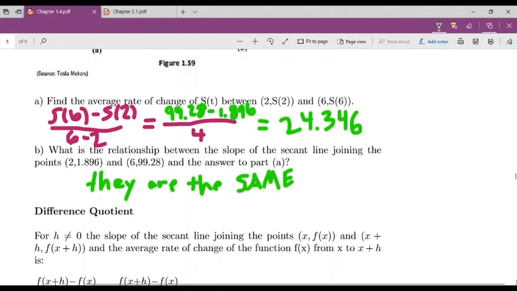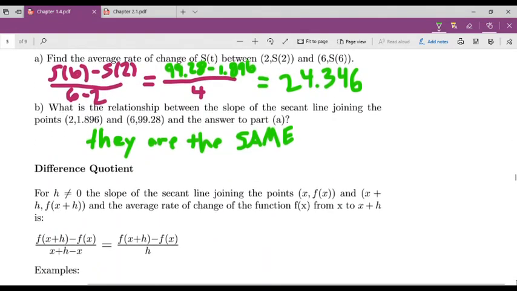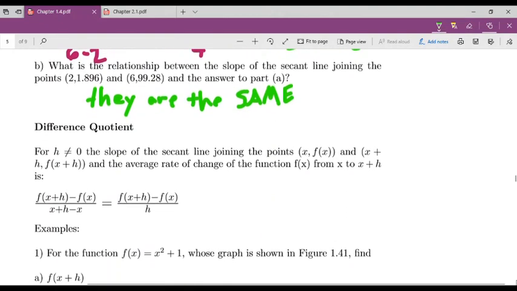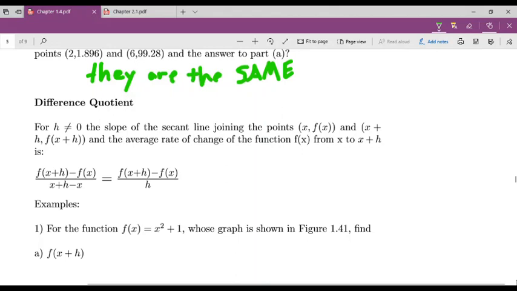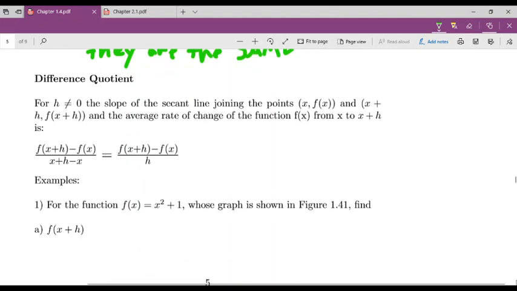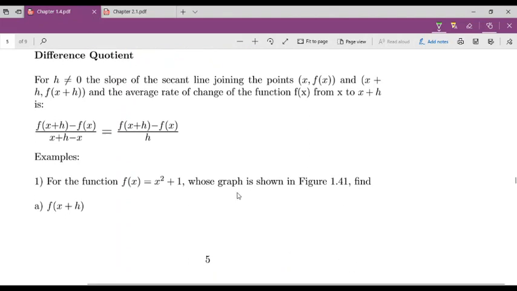Now the next part gets a little bit tricky, so try to hang on. It's the difference quotient. So for h not equal to 0, the slope of the secant line joining the points x, f of x and x plus h, f of x plus h, and the average rate of change of the function f of x from x to x plus h is f of x plus h minus f of x over x plus h minus x, which simplifies to f of x plus h minus f of x over h. So it's a complicated looking function. It essentially just takes the slope of the secant line function and simplifies it.